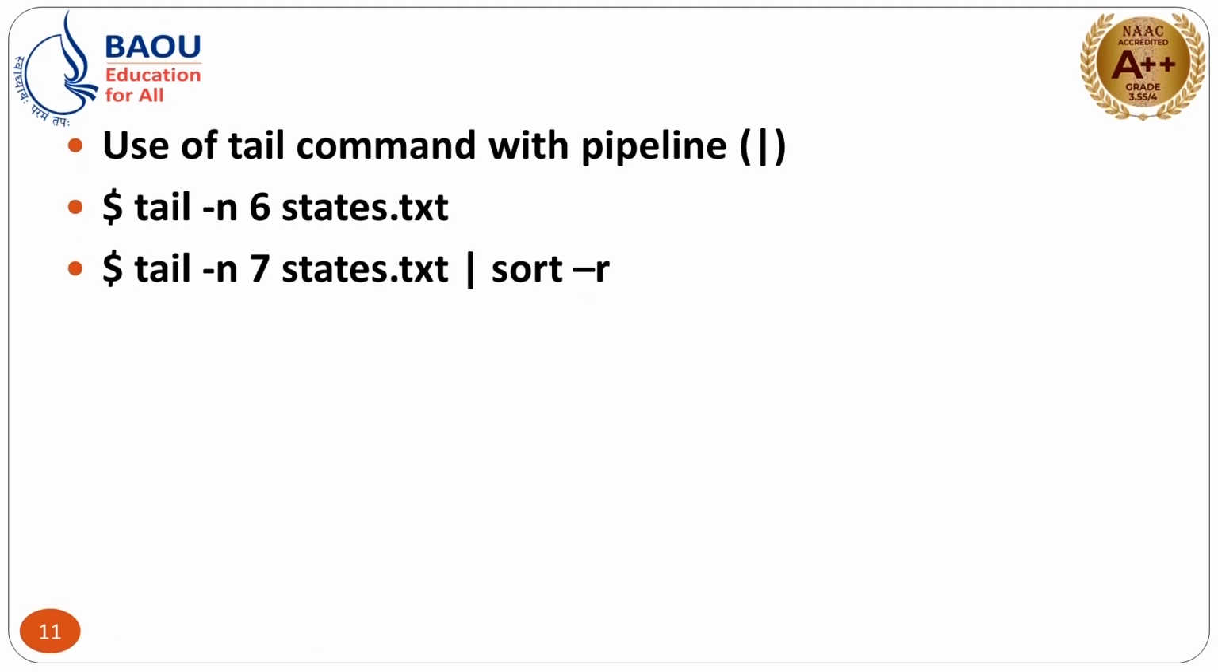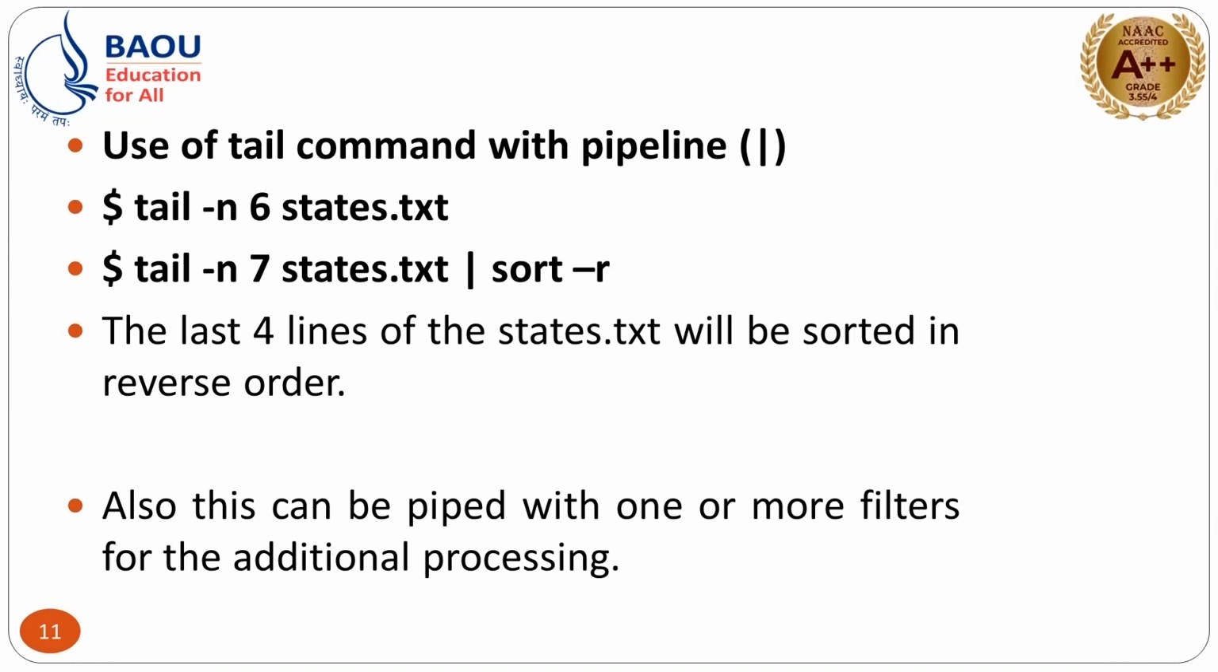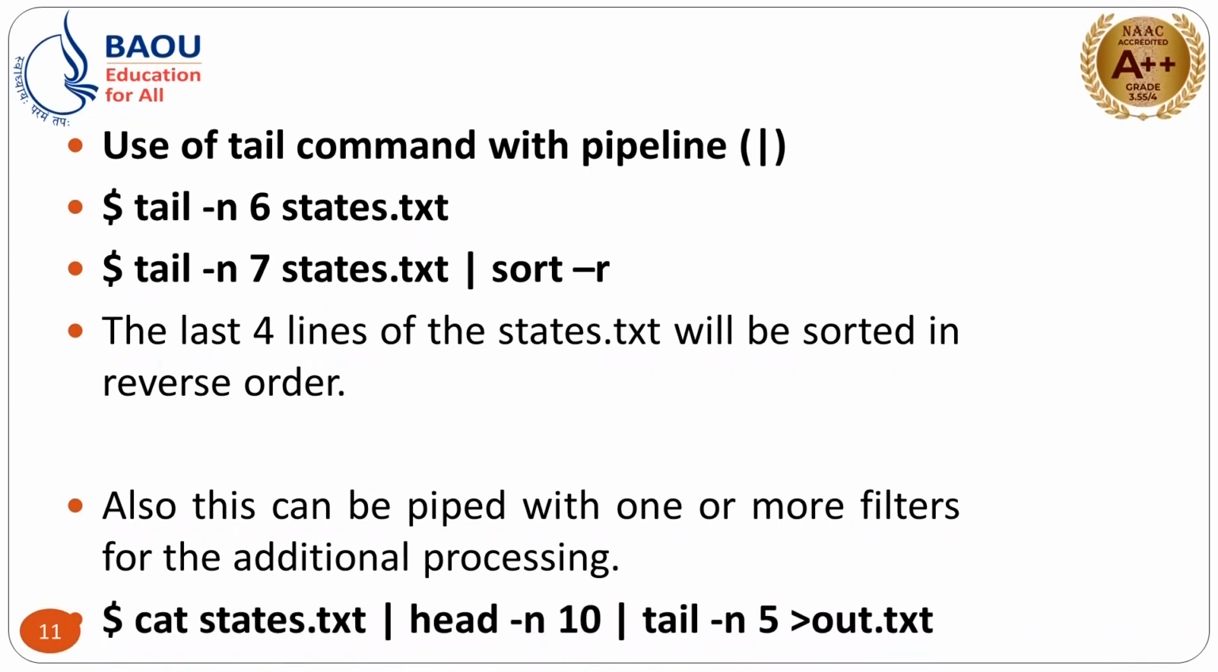Then in the next example you are using 7, which means 7 lines will be displayed, and sort with the minus r option, or hyphen r option. That r option means reverse order. If you are not using r, then it will display alphabetically, but if you are using the r option, it will display in reverse order, right. Also, this can be piped with one or more filters, so you can use multiple commands.